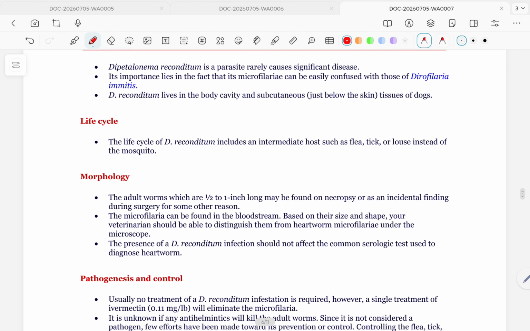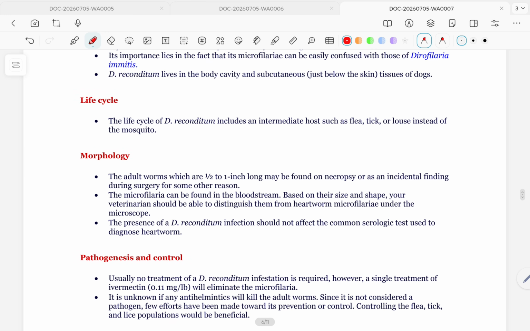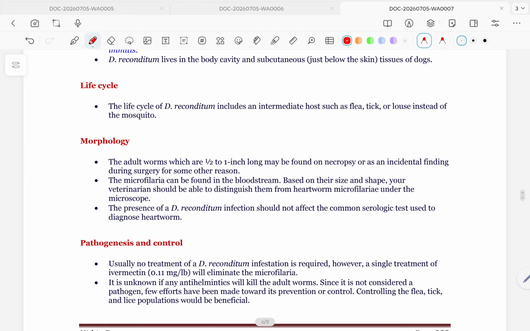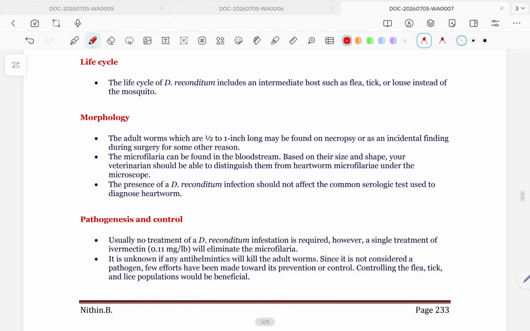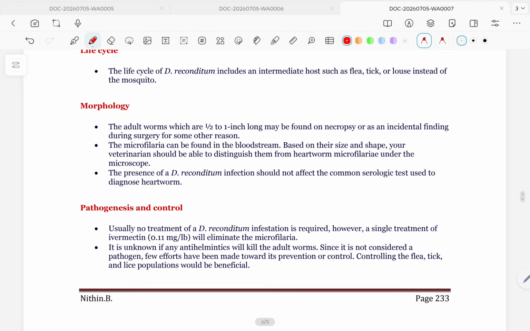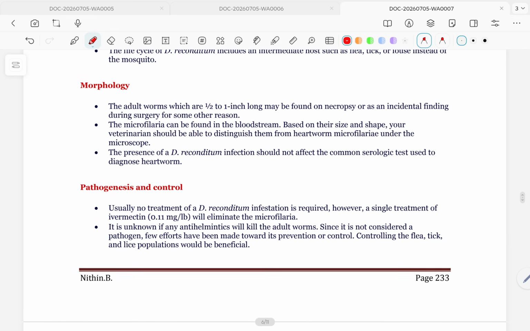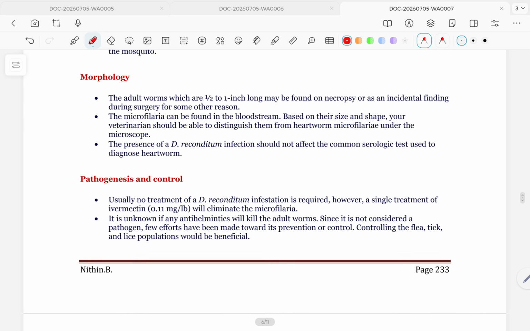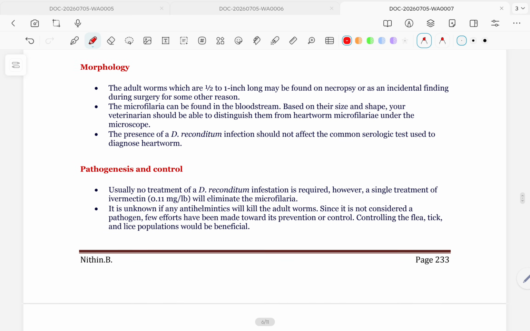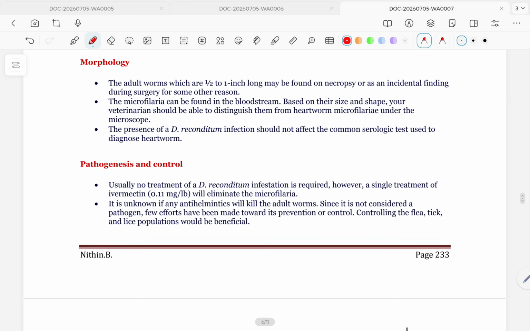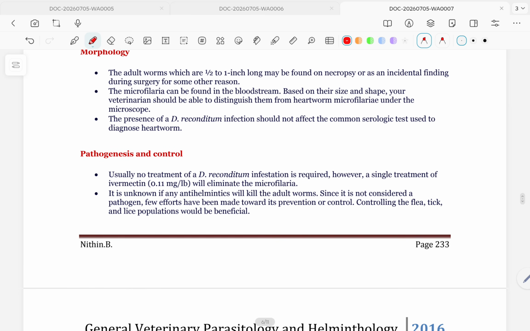Life cycle: the life cycle of D. reconditum includes an intermediate host such as a flea, tick, or louse instead of the mosquito. Morphology: the adult worms, which are half an inch to 1 inch long, may be found on necropsy or as an accidental finding during surgery for some other reason. The microfilariae can be found in the bloodstream. Based on their size and shape, your veterinarian should be able to distinguish them from heartworm microfilariae under the microscope.